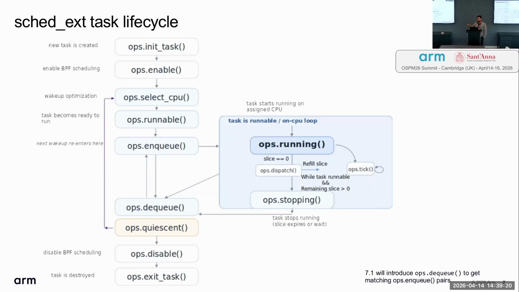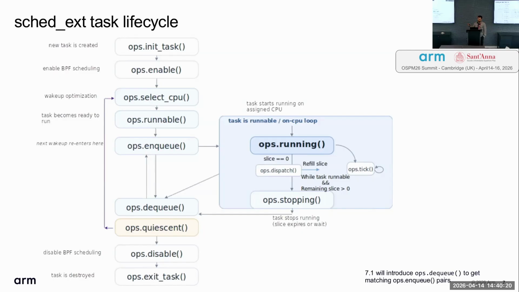And then at every wake up, I'll go select CPU, runnable, and then enqueue. Enqueue is actually where the placement decision is supposed to happen. Then this is the running loop, where the task will receive running, then it will continuously receive tick if implemented. And if its slice expires, this is actually a CPU callback, it will get dispatch. Dispatch can just refill the slice, and then we will stay in that loop. Or the task will be stopped, and either a new one will start, or you go idle. In either case, stopping might lead to dequeue and then quiescent.